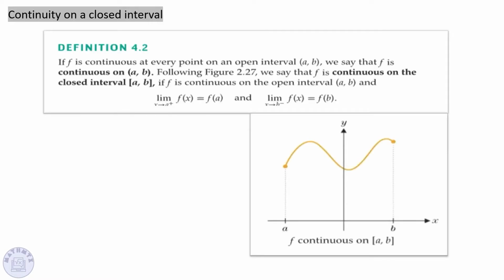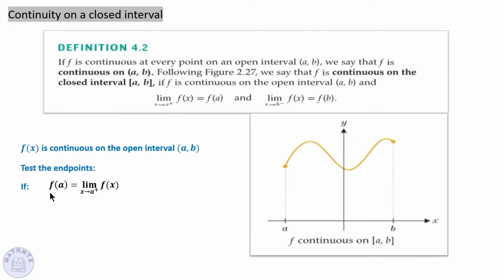Let's talk about continuity on a closed interval. According to this definition, if f of x is continuous on the open interval (a, b), then we can test the points, and if the function at the starting point equals the limit from the right side, so from inside the interval, and the function at the end point equals the limit from the left side, again, we are only checking this side inside the interval, then we can say that the function is continuous on the closed interval [a, b]. So that's how we check for the continuity on a closed interval.